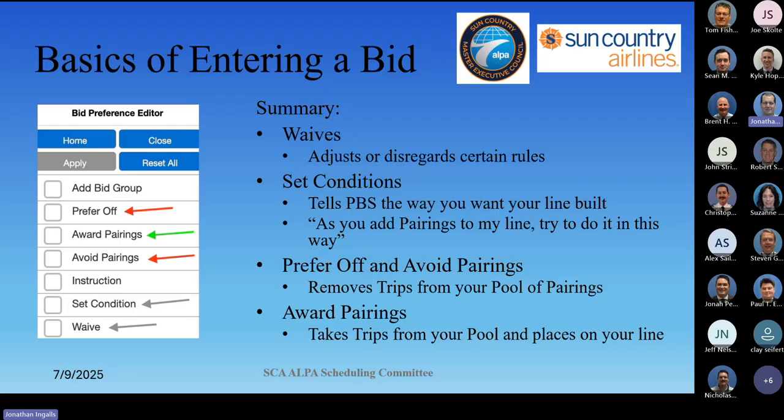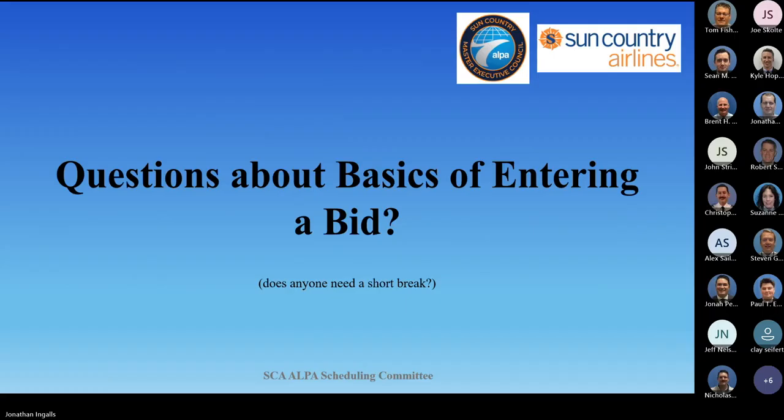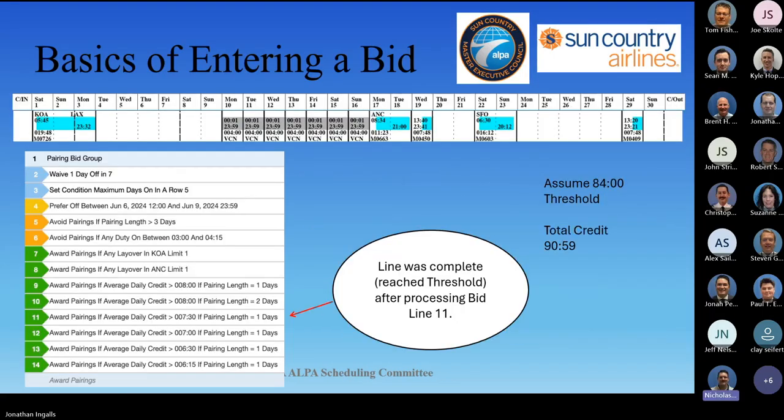Yeah, go ahead, Nick. You go back a slide. Just so I understand, the avoid number 3 and the number 5, there's no contradiction there. You're just saying at the end of the day, if we have to start throwing stuff on my line, I don't want to go above 5, but it's going to avoid anything greater than 3 while it's building. Line number 3 is saying the maximum days of work in a row I want to do is 5. Line number 5 is saying avoid pairing lengths longer than 3 days.